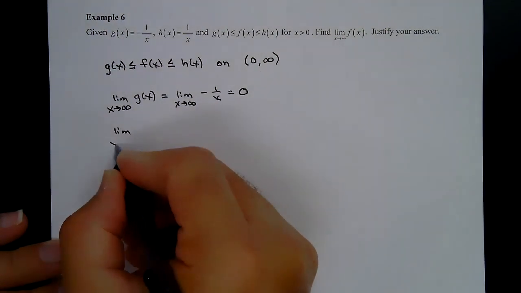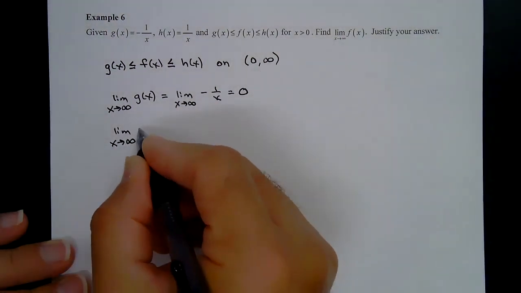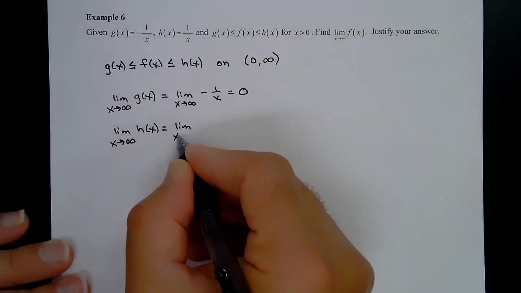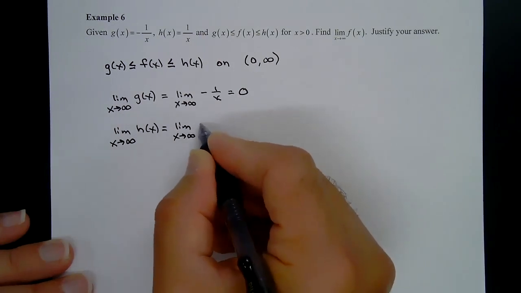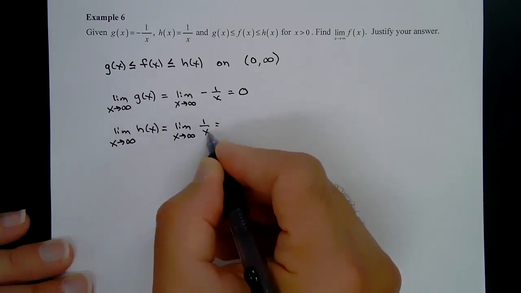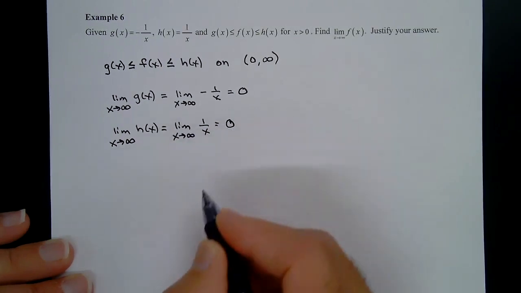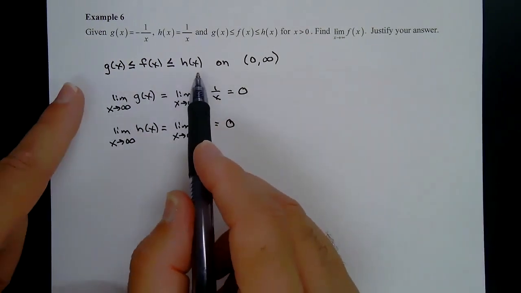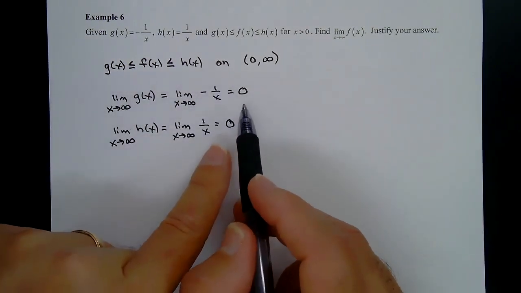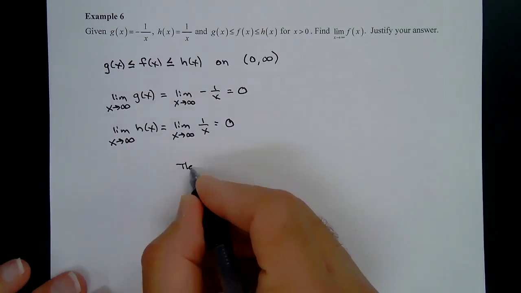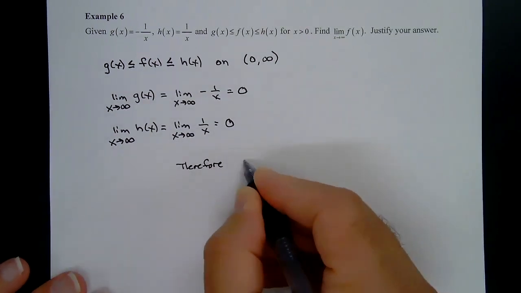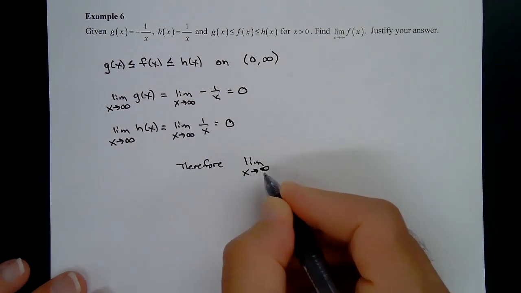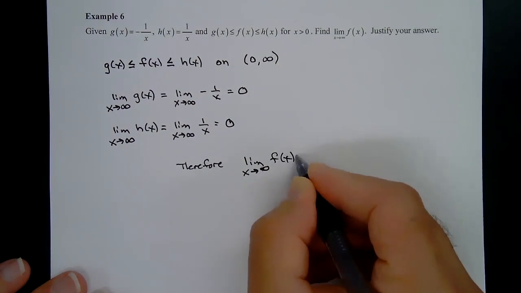And the limit as x approaches infinity of h of x is equal to the limit as x approaches infinity of 1 over x. That's going to be positive, and we're going to go to 0 also. Okay, so we've shown that the two outside functions are both approaching the same limit value. So therefore, the limit as x approaches infinity of f of x must equal 0.